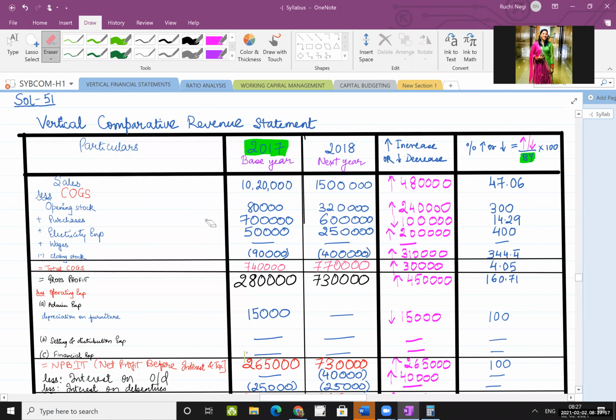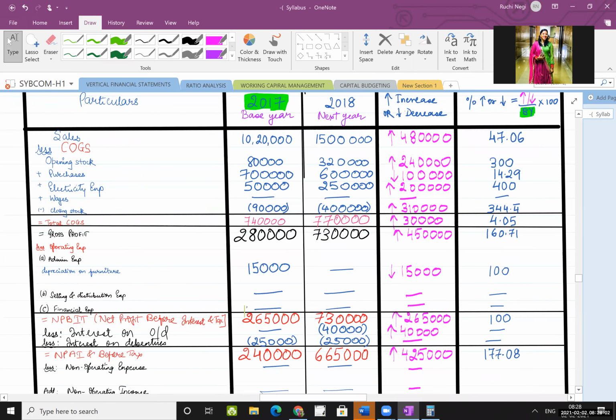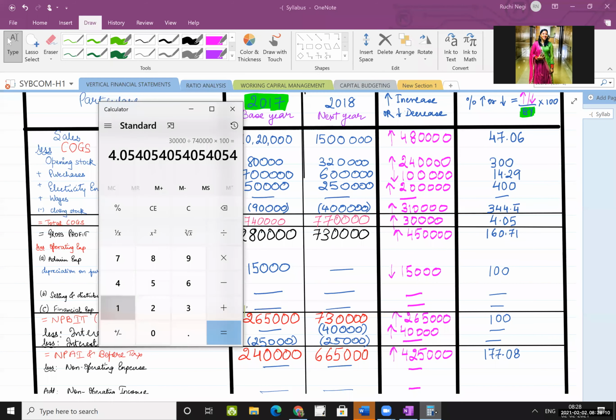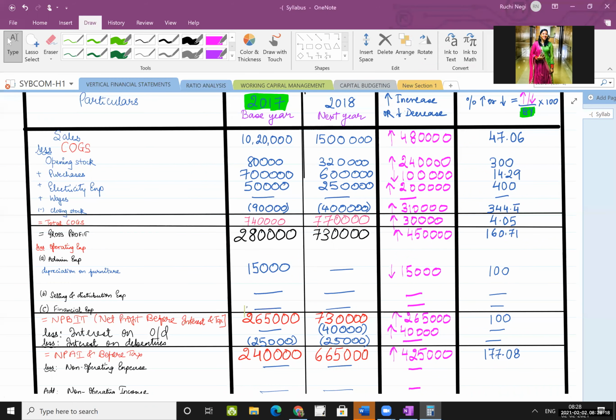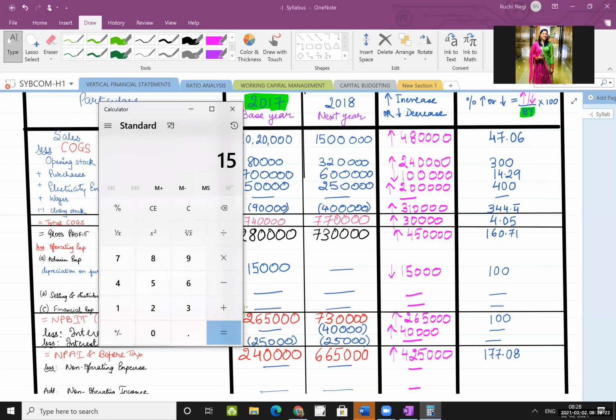ठीक है. Then calculate gross profit. How will you get gross profit? Yeah, sales minus COGS is gross profit. ठीक है. तो कितना था? 10 lakh 20 था sales minus 7 lakh 40. So my GP is 2 lakh 80. See, 2 lakh 80. Next, 15 lakh sales minus 7 lakh 70.